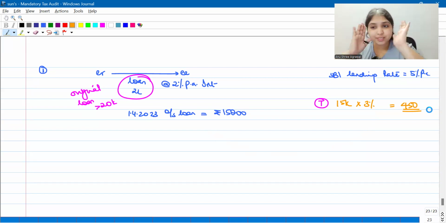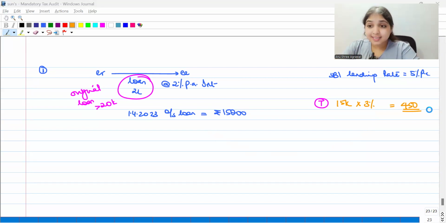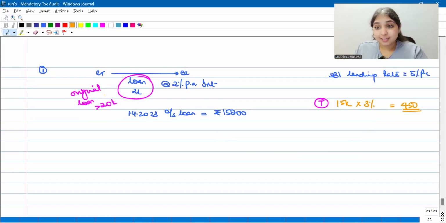Did you understand my first point over here? Yes, guys. So this discussion right now is focusing on the point that you're supposed to look at the original loan, not at the outstanding loan. Original loan is more than 20,000. It is a taxable perquisite. So 3% is the benefit my assessee is enjoying, and the percentage is always of the outstanding amount only. So 450 becomes a taxable perquisite.